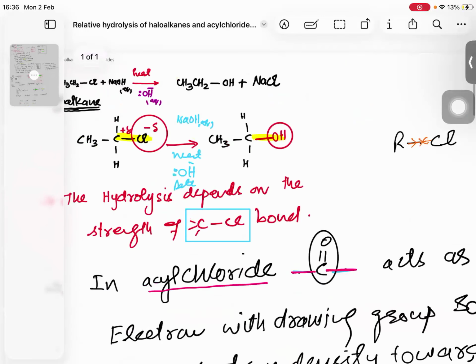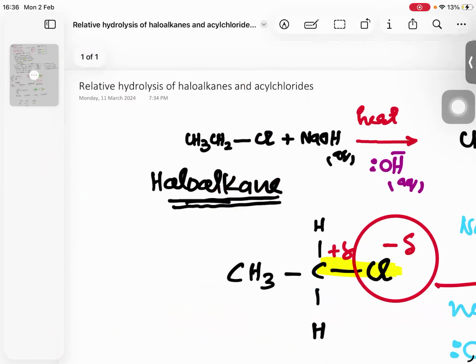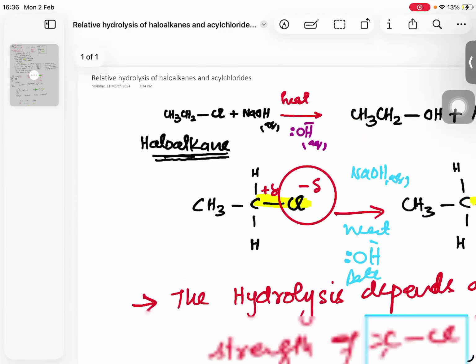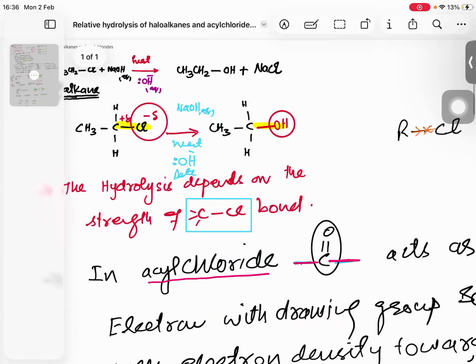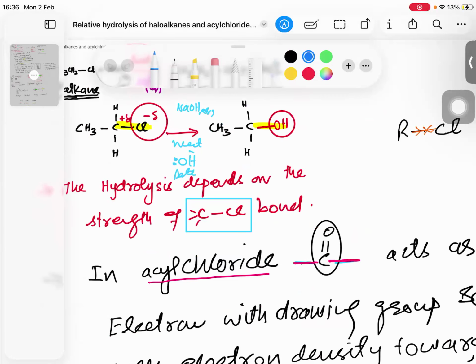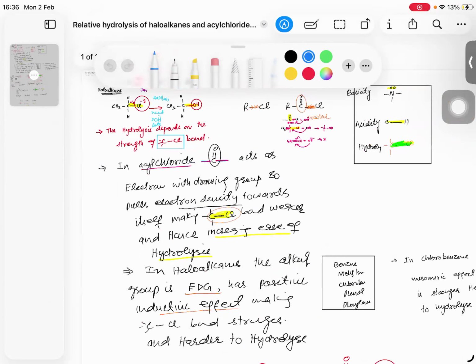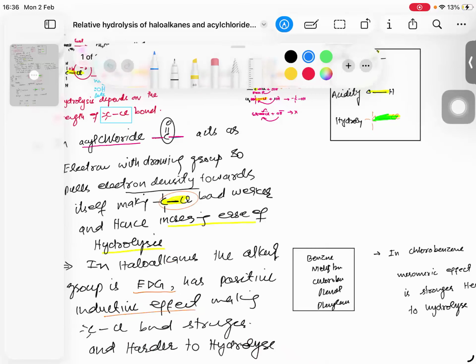Today we are going to discuss relative hydrolysis. So please give heading: relative hydrolysis of haloalkanes and acyl chlorides. Relative hydrolysis. Previously we compared the relative acidities and basicities. Today we are going to compare the relative hydrolysis.